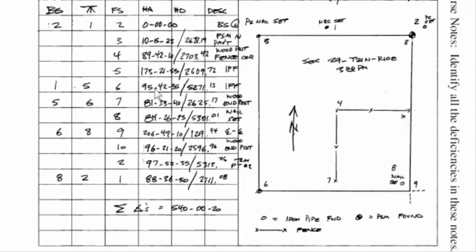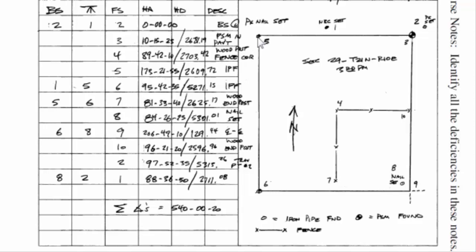How do I know that they truly had 0 set on point 1? Is it possible that they forgot? And maybe the instrument read 0 degrees, 32 minutes, and 15 seconds. There's a pretty good likelihood they didn't, because down here the sum of their angles is 540, 0, 0, 20. But these notes don't make me comfortable about what's going on in the field.